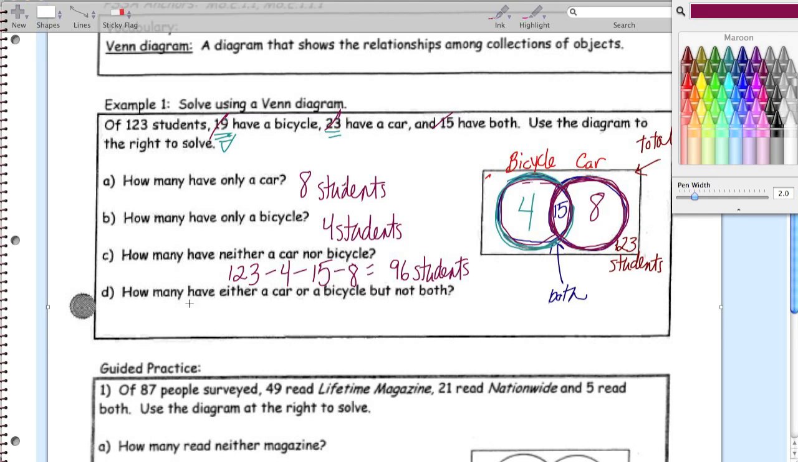In letter D, how many have either a car or a bicycle but not both? Well, 4 of them have a bicycle, and 8 of them have a car. 4 plus 8, 12 of them.